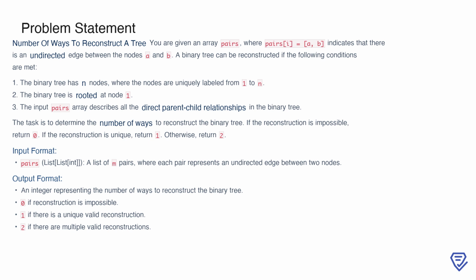Based on these conditions, the goal is to determine how many valid reconstructions of the binary tree are possible. The output can be 0 if reconstruction is impossible, 1 if there is a unique valid reconstruction, or 2 if there are multiple valid reconstructions. The input consists of a list of pairs, where each pair defines an undirected edge, and the output is an integer representing the number of valid reconstructions.